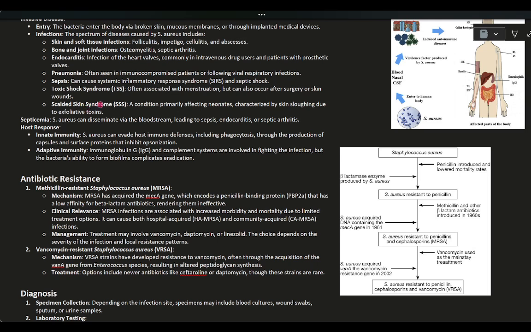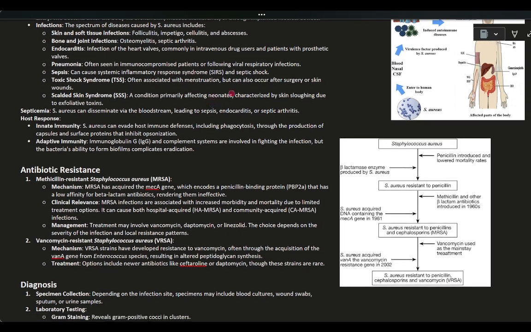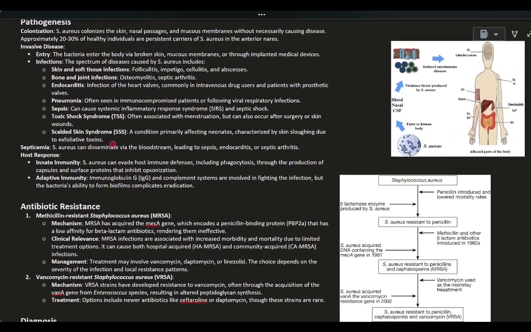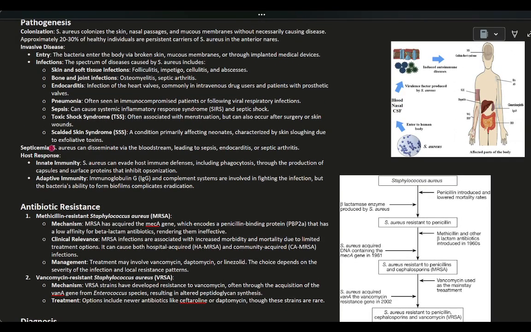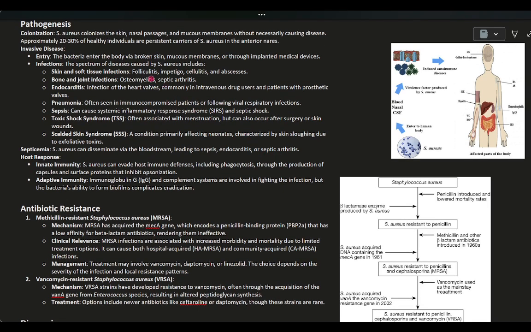We also have scalded skin syndrome, which is a condition that can affect neonates. This will be characterized by skin sloughing off due to exfoliative toxins. We also have septicemia, where Staphylococcus aureus can disseminate through the bloodstream, which can then lead to sepsis, endocarditis, or septic arthritis. Remember that septic arthritis had to do with bone and joint infections.